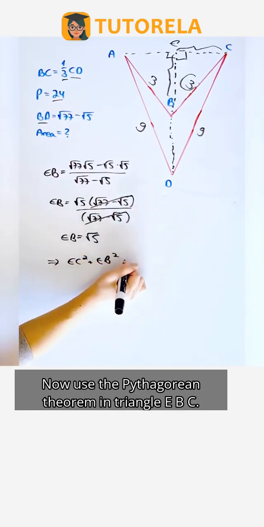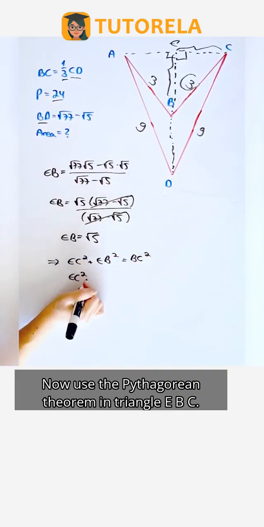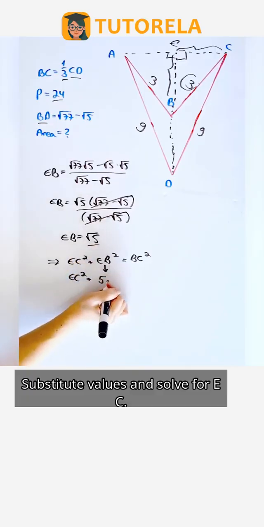Now use the Pythagorean theorem in triangle EBC. Substitute values and solve for EC.